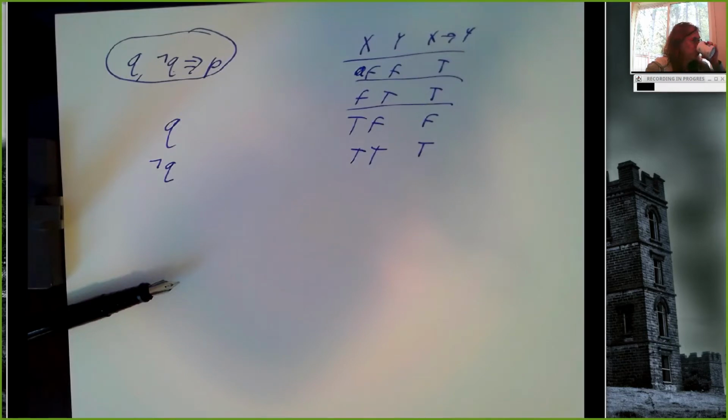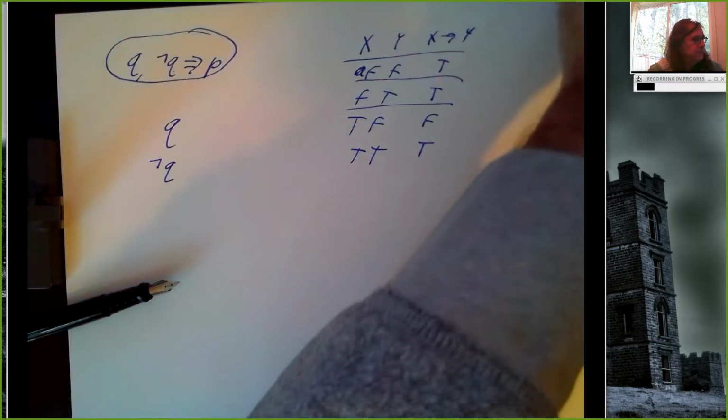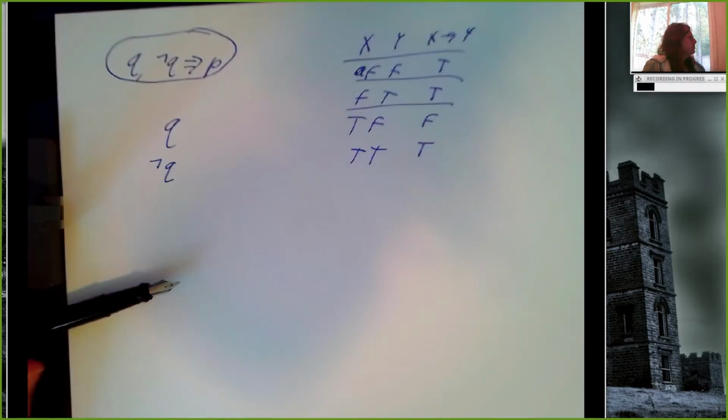So is the reason why we just treat this a little differently because we're doing a truth table instead of just writing out a form of proof? Yeah, yeah. Okay.